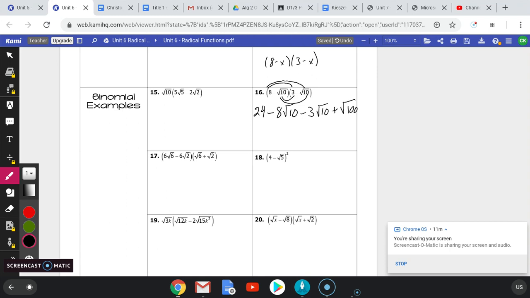Now let's go about simplifying. The first thing we should have noticed was the square root of 100 gives me 10. So I can combine 24 and 10 to give me 34. The other thing we notice is that we can combine these two here because the square root 10s are the same. So negative 8 minus 3 is negative 11 square root 10. And that, ladies and gentlemen, is how you add, subtract, and multiply radicals.